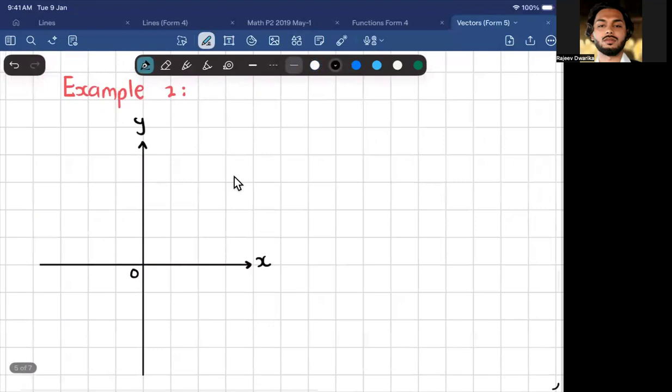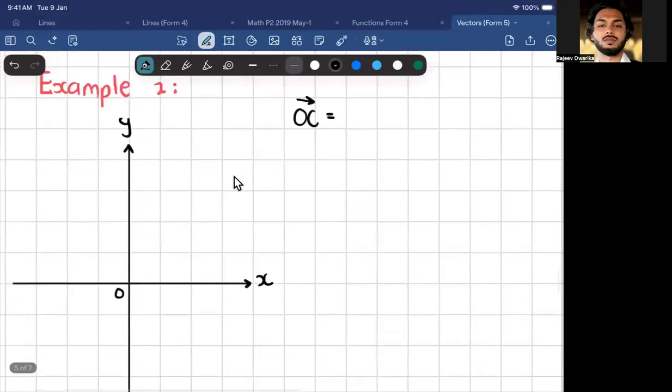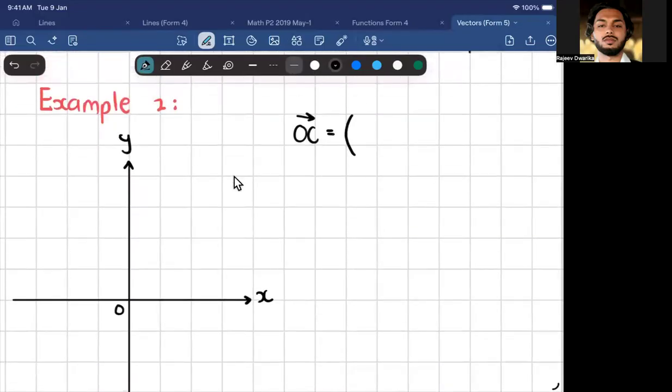All right. So give me another vector, but this time incorporate some negative numbers into it. Let me call this vector O to C. Give me another vector, but this time put a negative number somewhere there. So -5, 7.